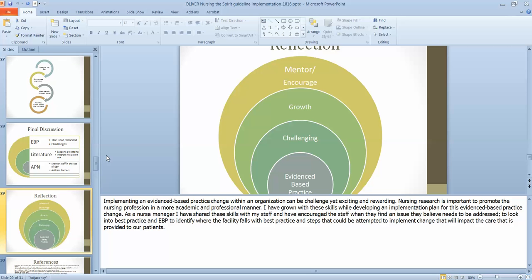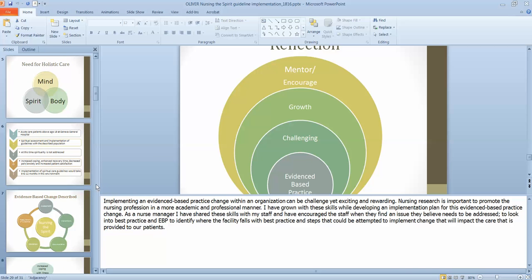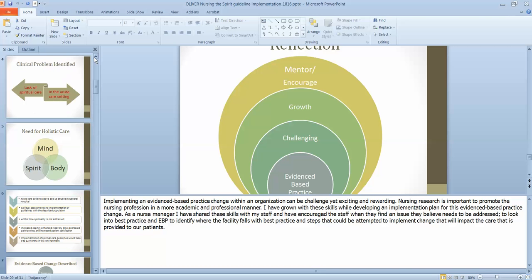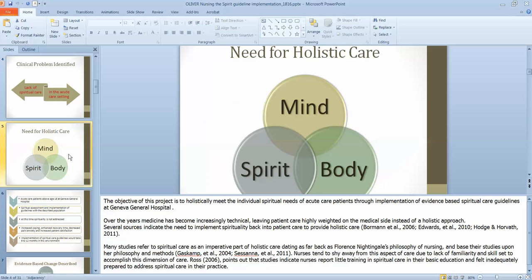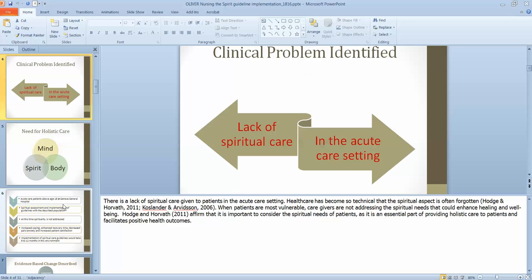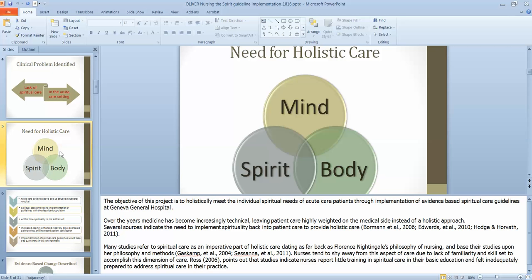Now, there are two areas that are a little bit out of sequence, and the first one is where you identified the clinical problem. So right here where you have the clinical problem is identified, you give the broad overview, which is the need for holistic care. Then you did your PICO question. And let me see, wait a minute. This is your objective. Okay.